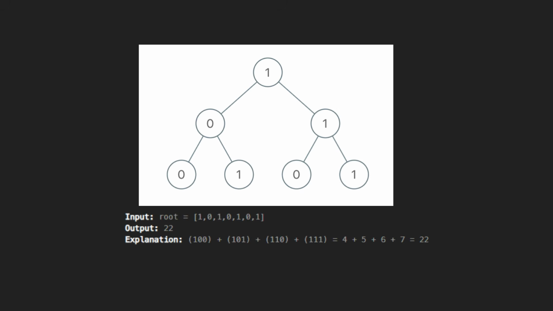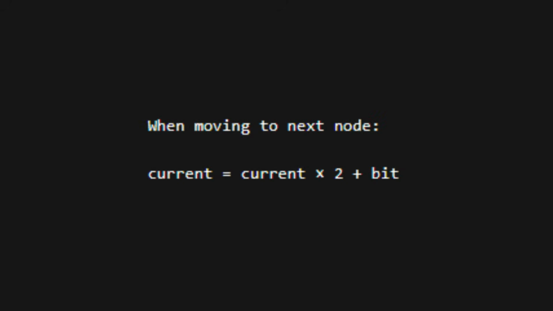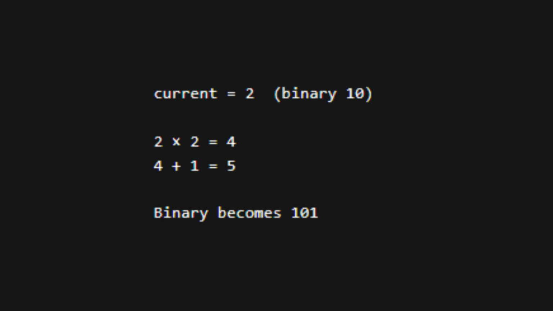Now the main thinking part. When we move from parent to child, we are adding one more digit to the binary number. So how do we append a binary digit mathematically? We multiply the current number by 2, then add the new bit. Let's see it clearly. Suppose current number is 2. Binary of 2 is 10. If I append 1, I want 101. So 2 multiplied by 2 is 4.